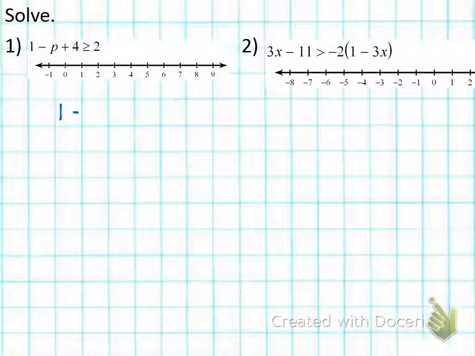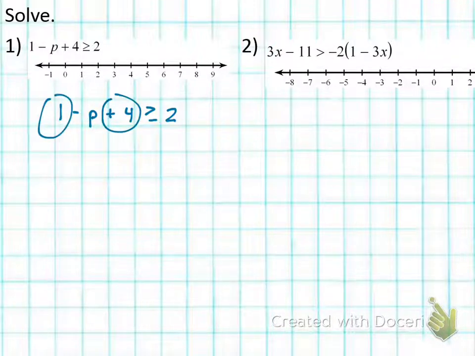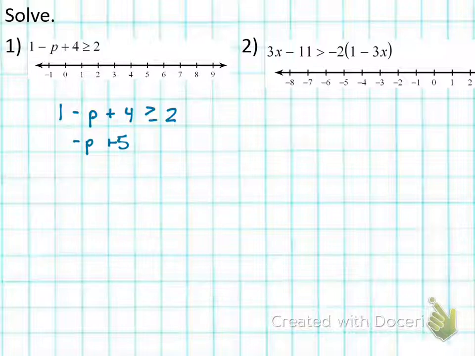So 1 minus p plus 4 is greater than or equal to 2. Okay, first thing I want to do is combine like terms. I know that there's a p here and it's being subtracted, so we have a 1 and a 4. These are both constants on one side, so I'm going to combine those first. 1 plus 4 is 5. It's positive 5. So we still have negative p plus 5 is greater than or equal to 2.